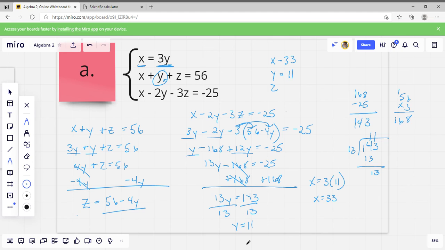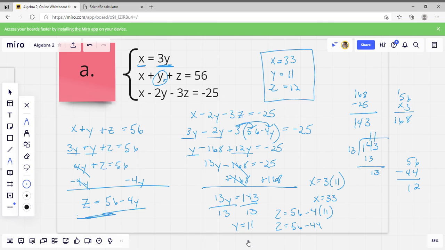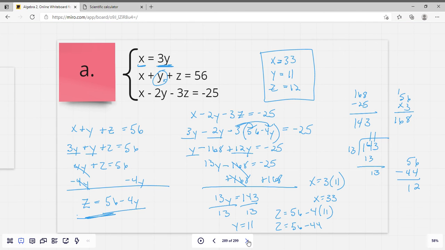And z, we're going to plug it in over here. So z equals 56 minus 4y, which is 11. Z equals 56 minus 11 times 4, which is 44. So we have 56 minus 44. 6 minus 4 is 2, 12. So z equals 12. So you should have 33 for x, y is 11, and z is 12. There's the answer to that one. Okay, one more practice problem.